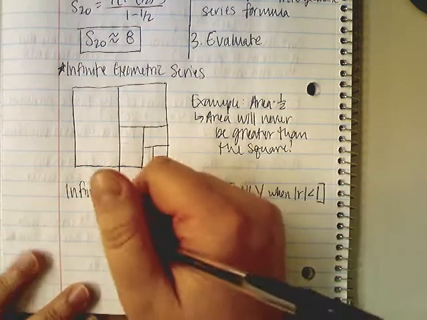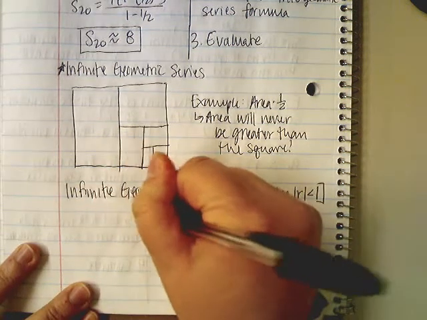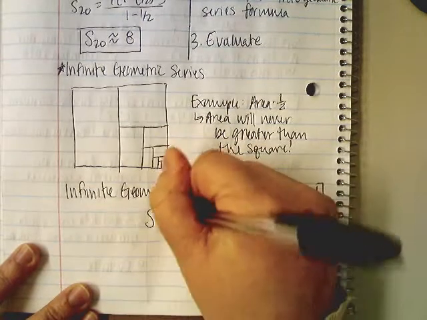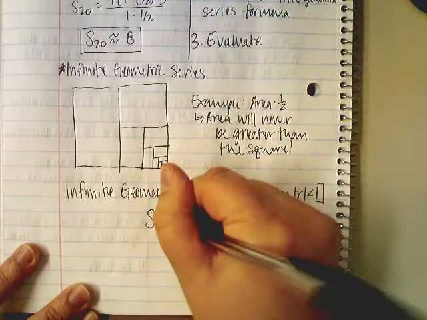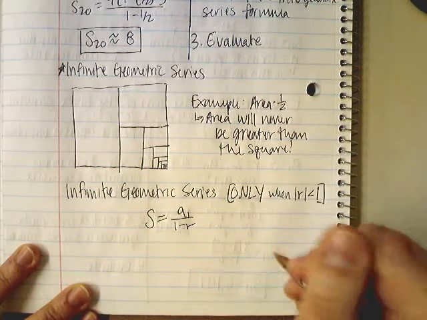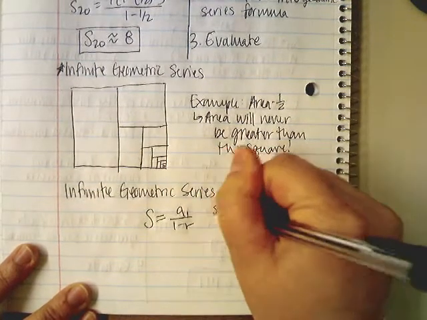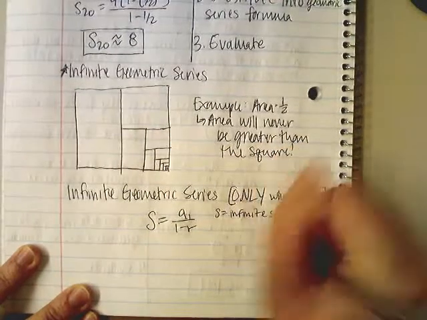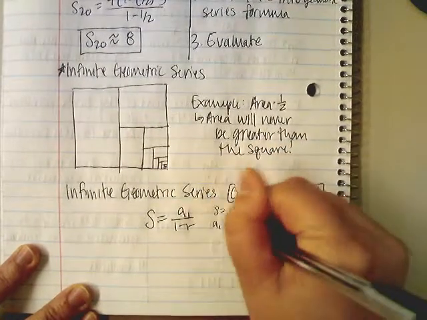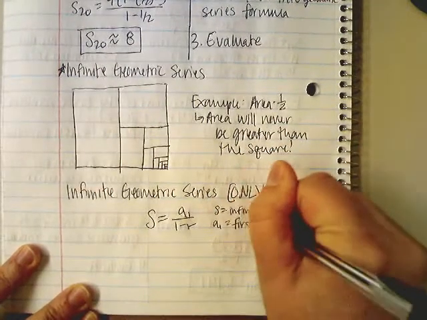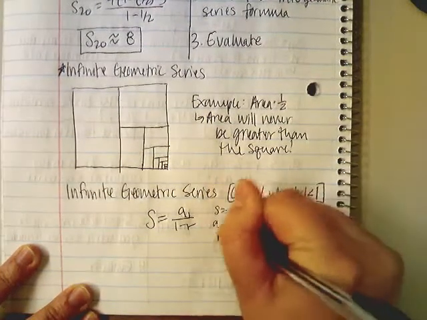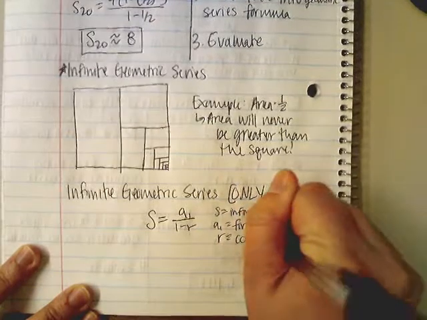So our formula is just S, and we don't have an n value because it's to the infinite n value. So S is equal to A1 over 1 minus R. And we know S is the infinite sum. A1 is the first term value still, and R is our common ratio.